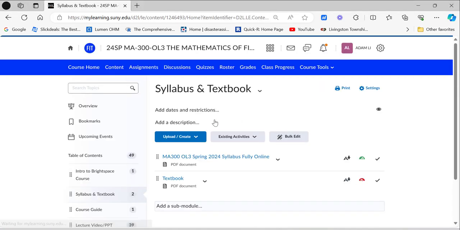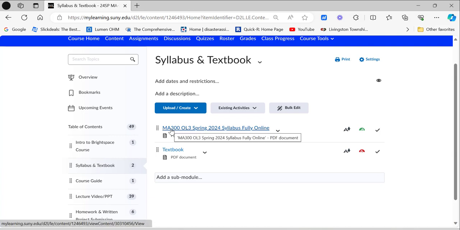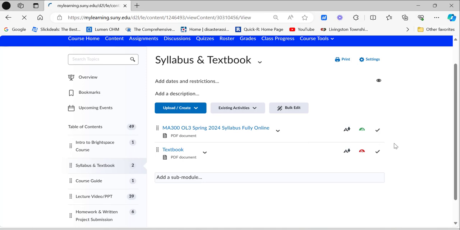And you're going to see there's a free textbook here as a PDF file. You can view that at your convenience, so you don't have to purchase the textbook. That's a good thing. And also, let's jump to the syllabus really quickly. So open the syllabus.